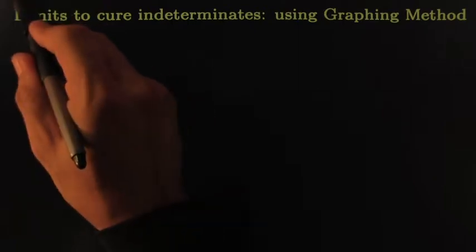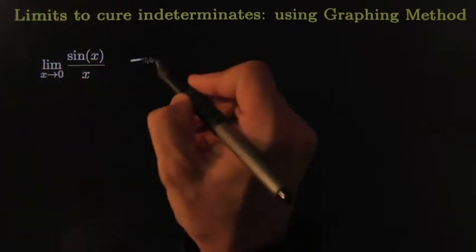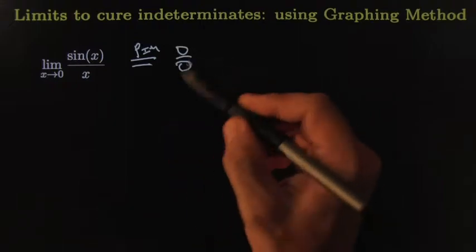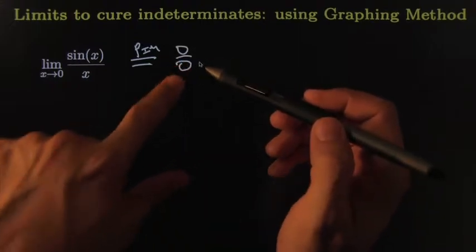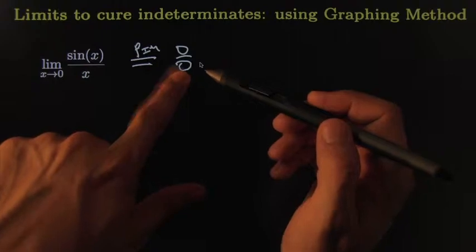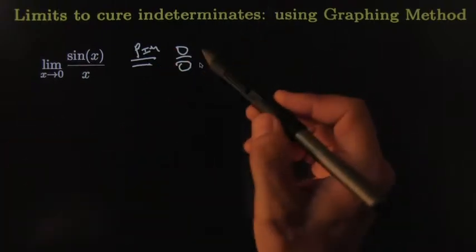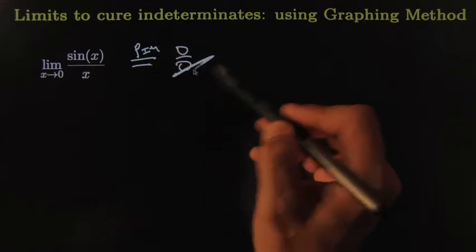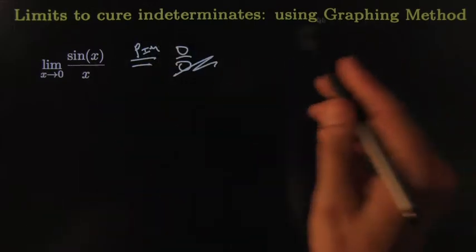Limits to cure indeterminate form. So here, if you try the plug-in method, you get, of course, 0 over 0, which is a famous indeterminate form, and you say, well, it depends on how large that 0 is and how small each one of them is. And so the plug-in method is not going to work. This revealed to us that we have an indeterminate form, so you've got to do some other work.